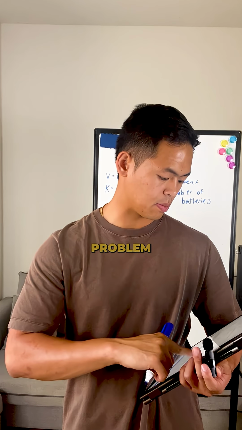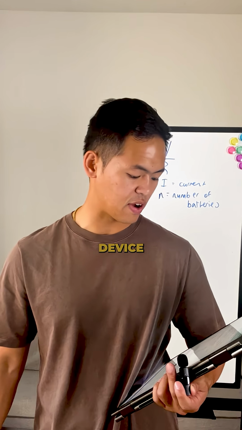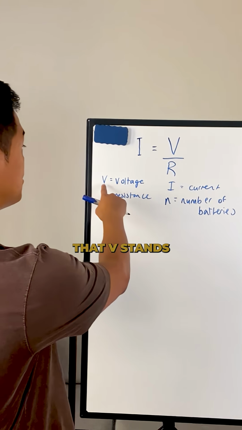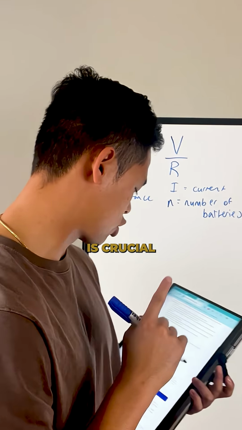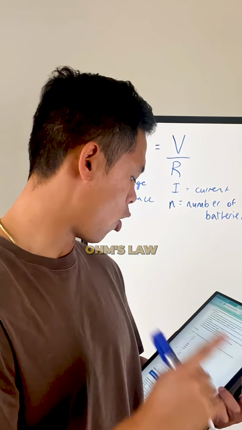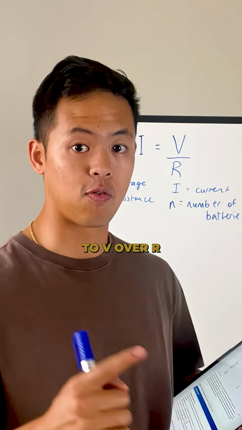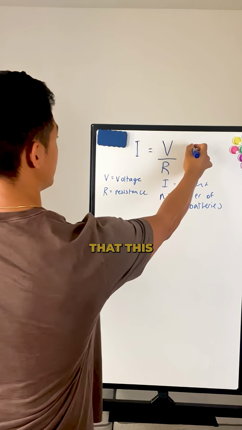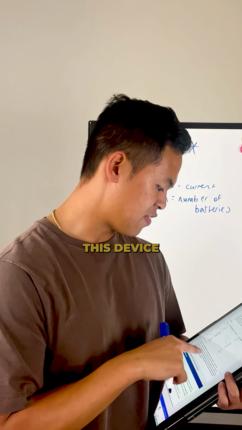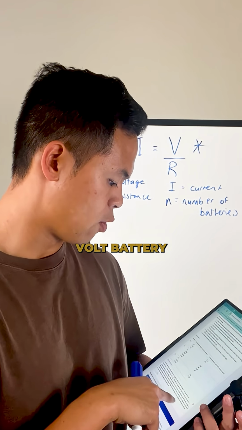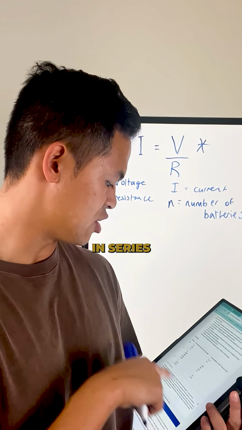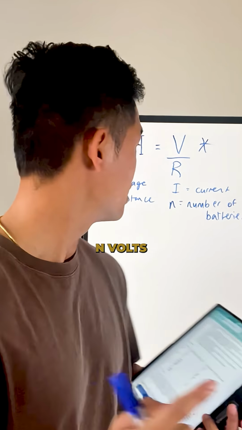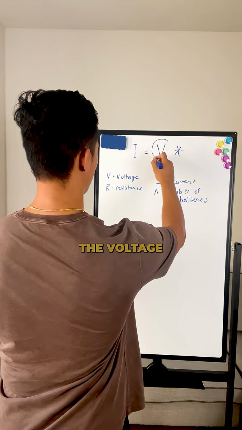From this problem, we know that a certain electronic device operates on a system where the voltage V, so we already know that V stands for voltage, is crucial for its functionality. Following Ohm's law, I is equal to V over R. Now that is the only equation that they give us, so we know that this must be important. This device is powered by a 9-volt battery connected in series, resulting in a total voltage of 9N volts. Guys, they just told us what the voltage is.